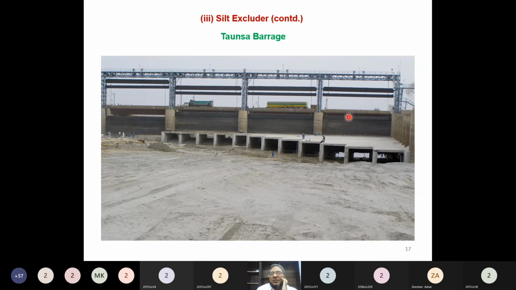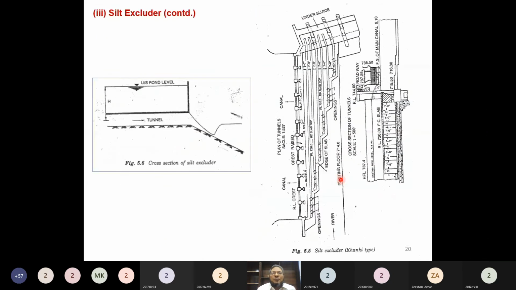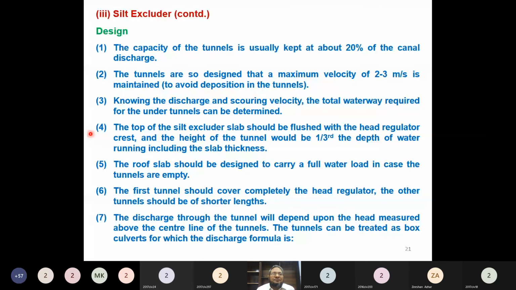Whatever the pond level is, we know it here in the barrage. So 1/3 of that is the height. So we know the height of the tunnel, the depth of the flow in the tunnel. And we also know the velocity and the discharge. So it means we can compute the total waterway required by these tunnels. Can we compute it easily? Do you have any questions?